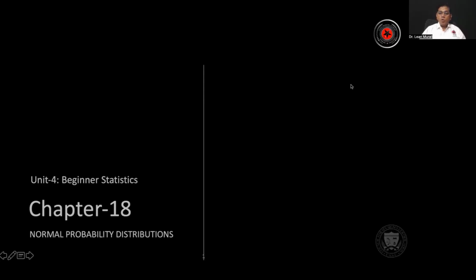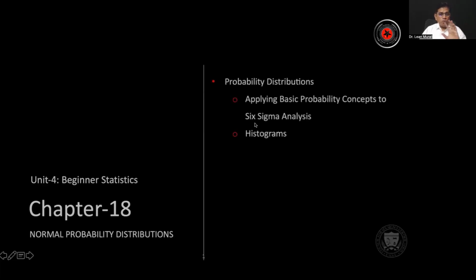I'll give you an overview of what this Chapter 18 contains. We have spoken about probability distributions. If you missed the probability distribution and creating histograms in Excel, then wait till the end.